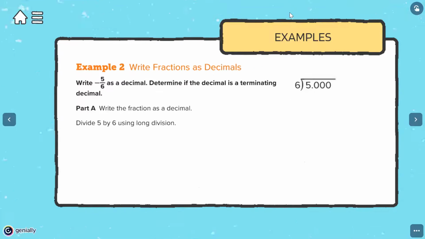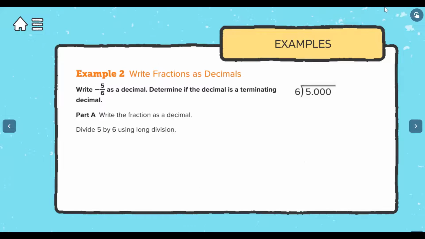In example number 2, we have another division. We need to write -5/6 as a decimal, and we need to determine if the decimal is terminating or not. So remember, the 5 goes inside the house and the 6 goes outside the house. Since my fraction is negative, my answer would also be negative. I always put the negative sign so I won't forget.